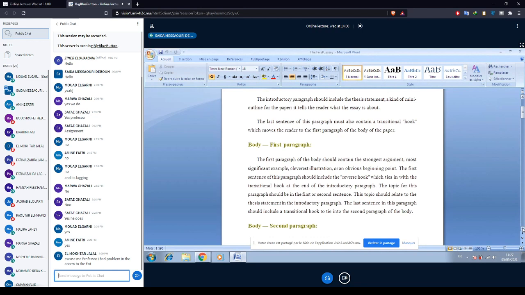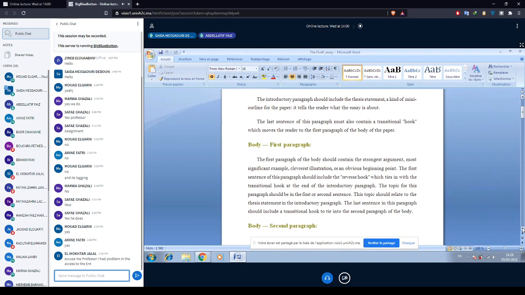It's the strongest thing, the strongest impression you may give. If you are describing, you may give the strongest impression, the prettiest things, the things that have touched you most. So the strongest thing anyway, the most significant example, the cleverest illustration, or an obvious beginning point. Sometimes it's obvious to start with one point and then move to the second one. And then, of course, to the third, second and third. So you have 3 paragraphs.